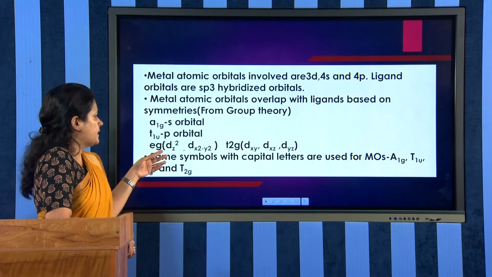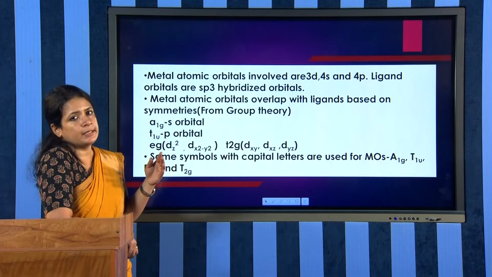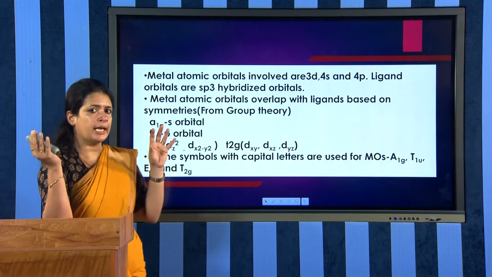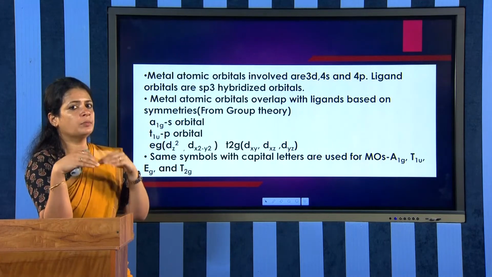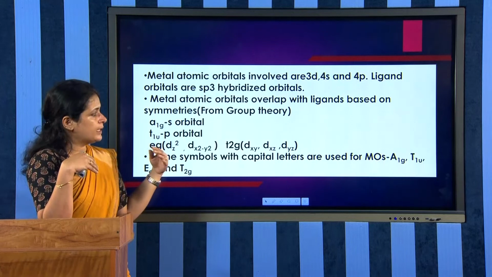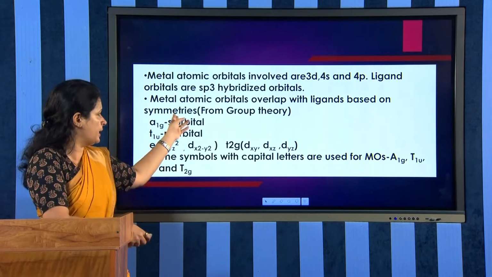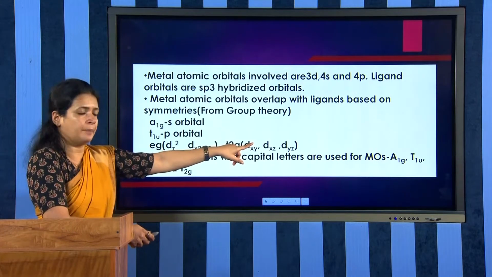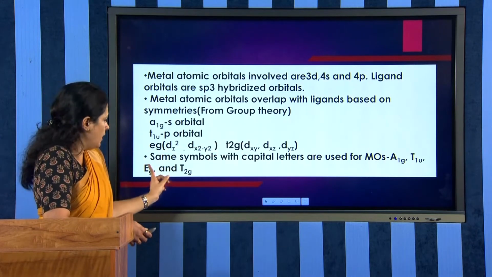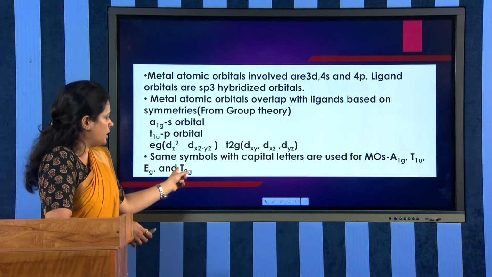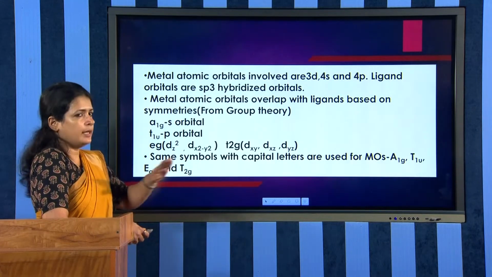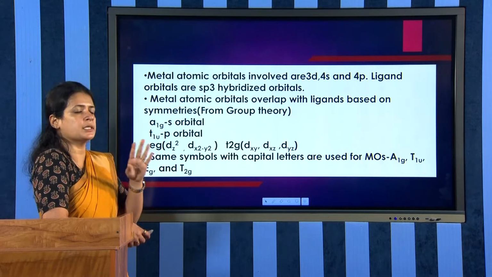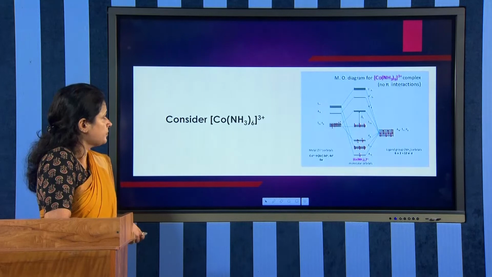The same symbols are given with capital letters for the molecular orbitals. We know that the atomic orbitals of the metal and the ligand group orbitals combine to form the molecular orbitals, and the designation of molecular orbitals is simply as above, but with capital letters: A1g, A is capital; T1u, T is capital; Eg, E is capital; and T2g, T is capital. This is the way we distinguish between atomic orbitals and molecular orbitals.